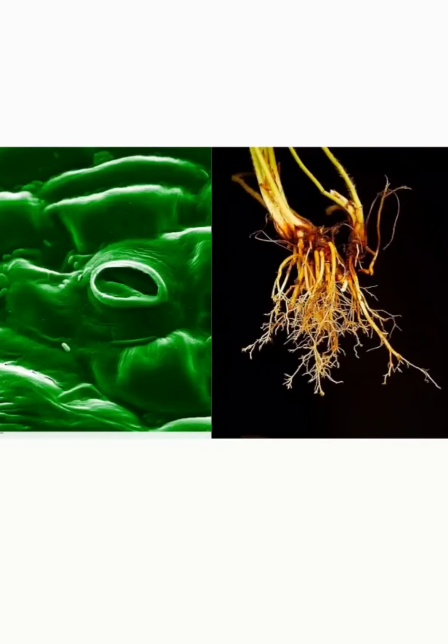Stomata and root hair are also parts of dermal tissue. These are essential for gaseous exchange, transpiration, as well as absorption of water and minerals. Certain cells of dermal tissue also participate in photosynthesis.